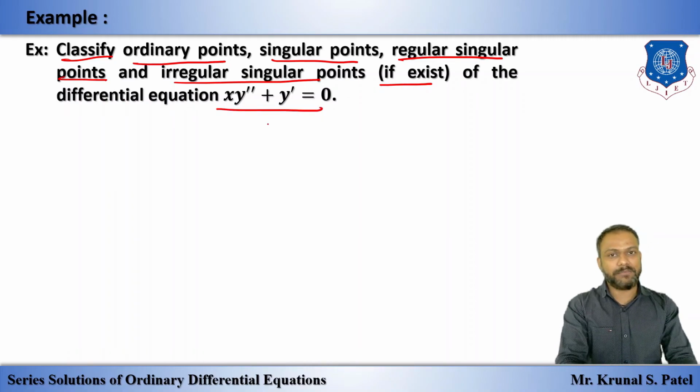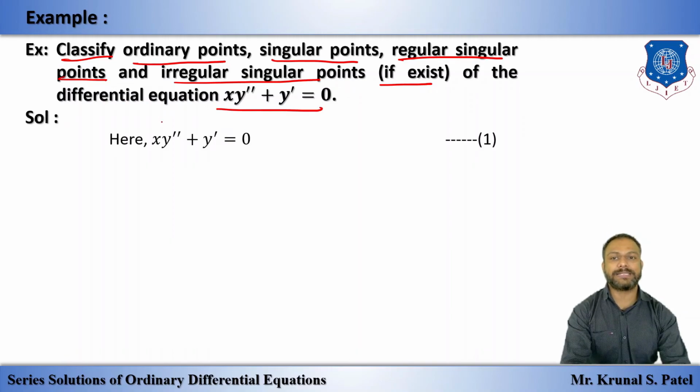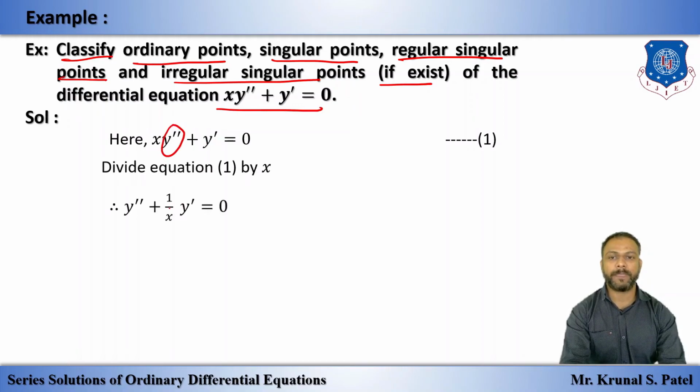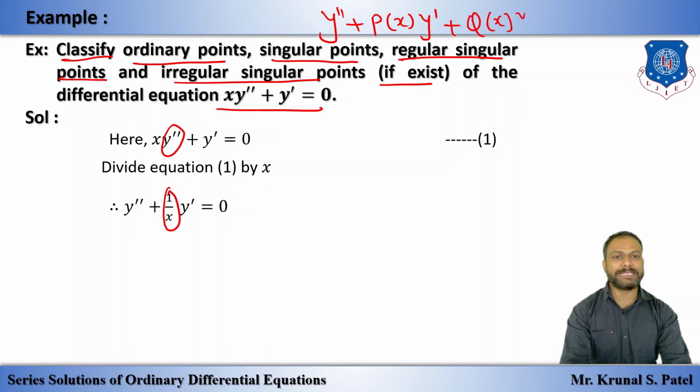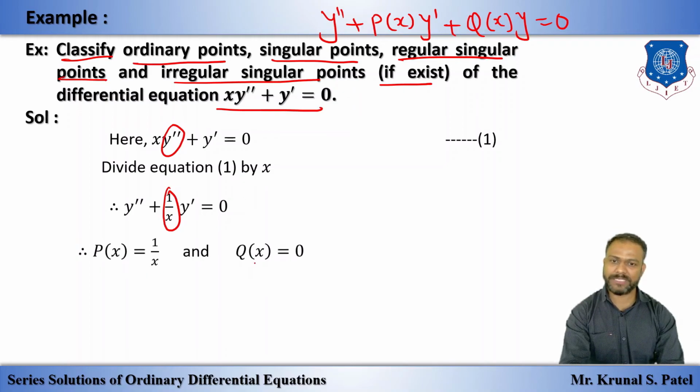First, we start with the equation, and as we discussed, we have to make the coefficient of y double dash 1, so we will divide this equation by x. So we have y double dash plus 1 by x y dash only. This is our p of x, because we know that we have y double dash plus p of x y dash plus q of x y is equal to 0. That means the coefficient of y dash is our p of x and the coefficient of y is our q of x, but here y is absent, so q of x becomes 0. So we have p of x and q of x.